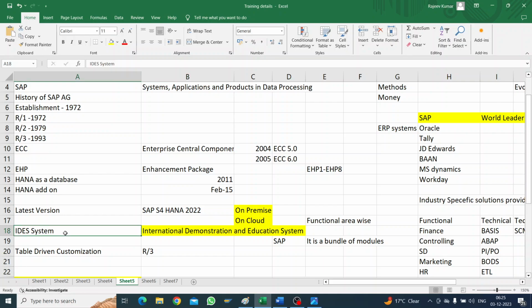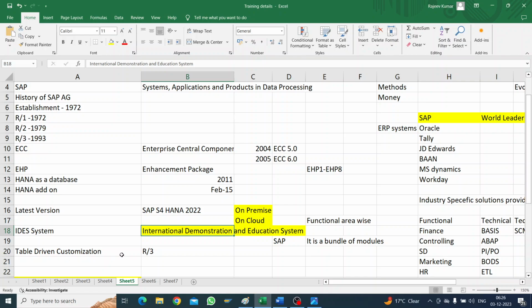The training system which SAP usually provides for people to learn how the software works is called the IDES system. The full form of IDES is International Demonstration and Education System.